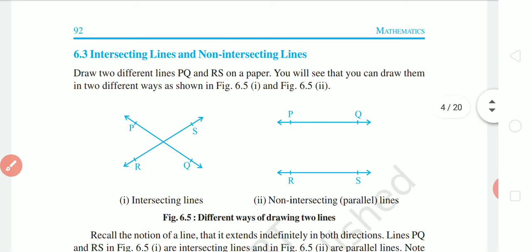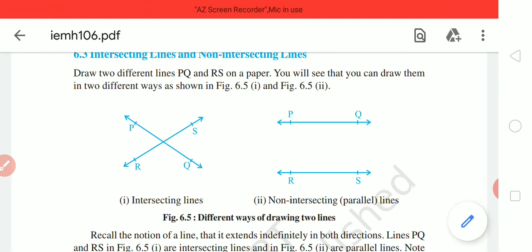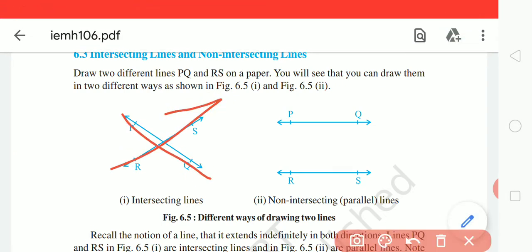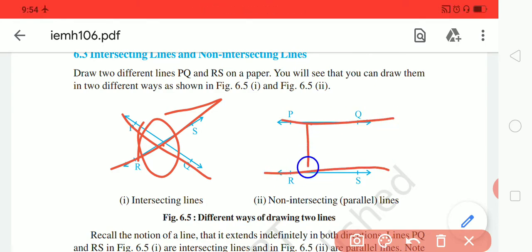Next one is intersecting lines. If two line segments cross each other at an angle, these are intersecting lines. They just have one intersection point. Parallel lines are not having any intersection point, but the distance at every instant will be the same. If it is 3 centimeter here, 3 centimeter will be here. So non-intersecting lines are parallel lines.